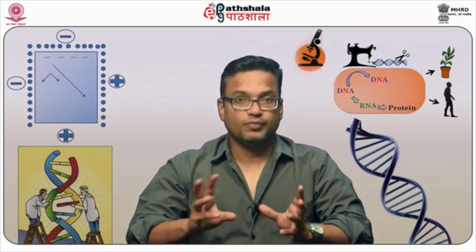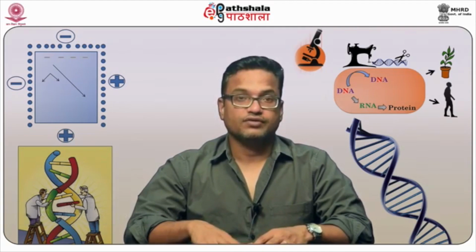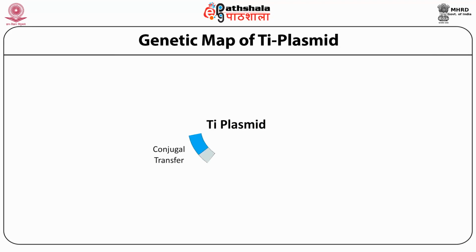The Ti plasmid has an origin of replication, which allows its duplication inside the agrobacterium. And lastly, it also has a conjugal transfer gene, Tra, which allows its transfer from agrobacterium into the plant cell. Here is a genetic map of a Ti plasmid.